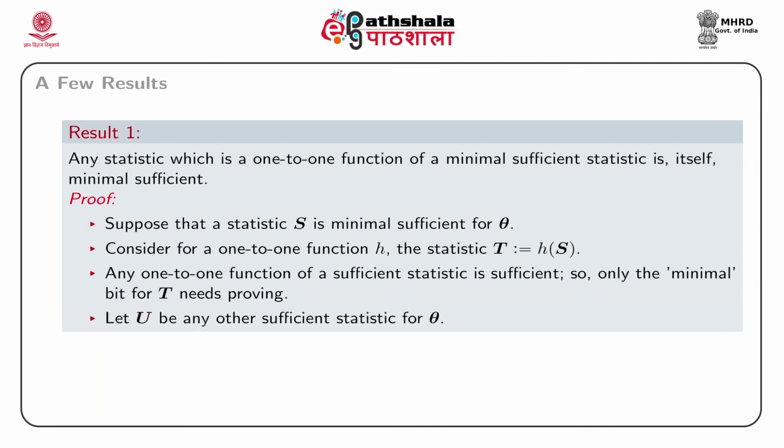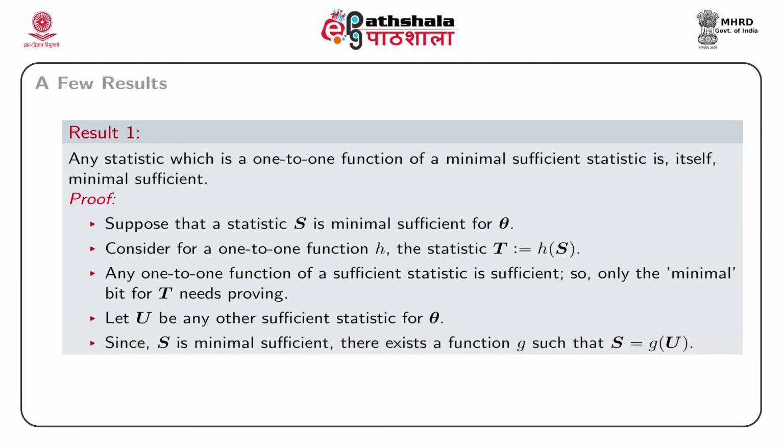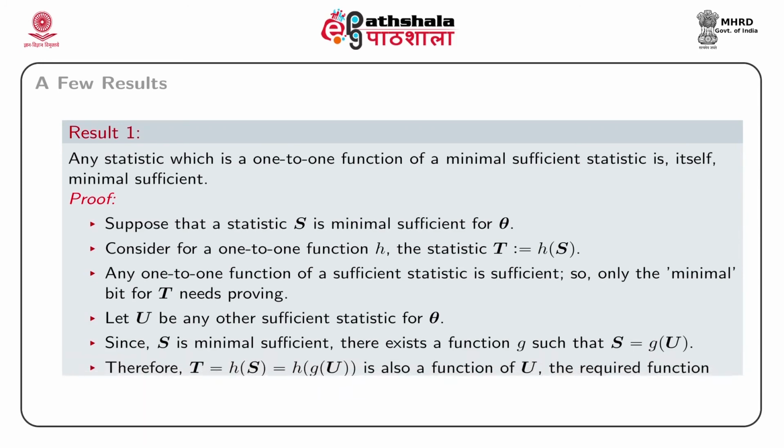Let U be any other sufficient statistic for θ. Since S is minimal sufficient, we must have S equals g(U) for some function g, because S is a function of every other sufficient statistic. Then we obviously have T equals H(S), which equals h(g(U)), and therefore T is also a function of U, which verifies that T is minimal sufficient.